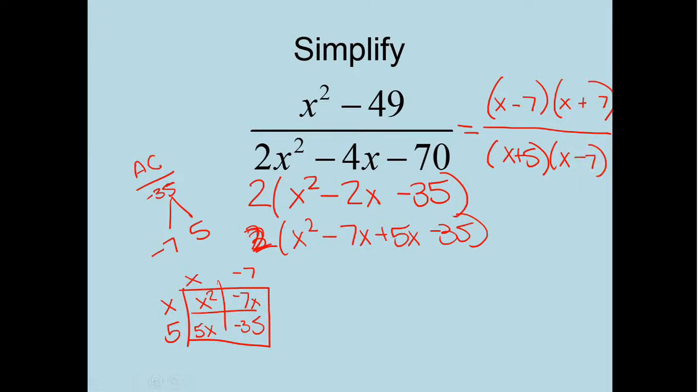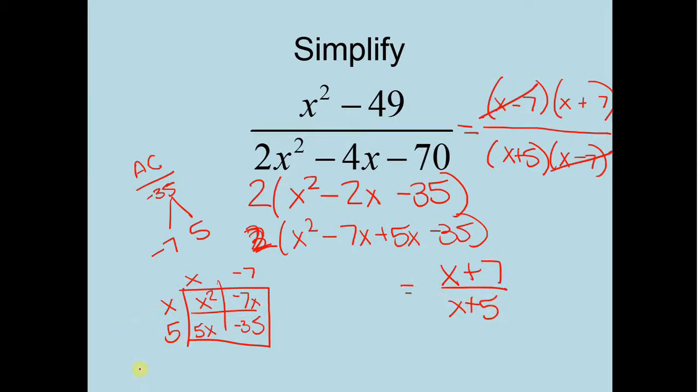Can I cancel anything out of the top and the bottom? There we go, x minus 7 and x minus 7, right? So I'm going to be left with, for my final answer, x plus 7 over x plus 5.